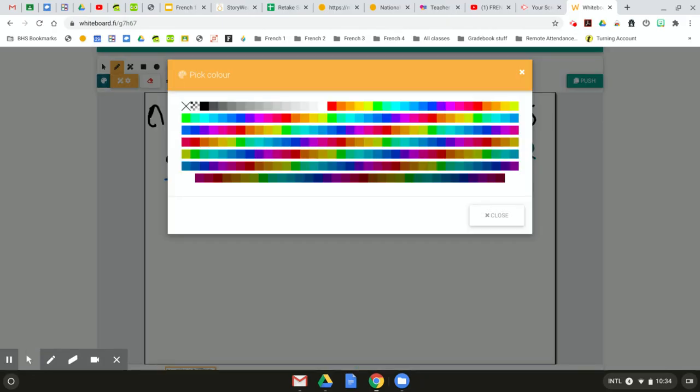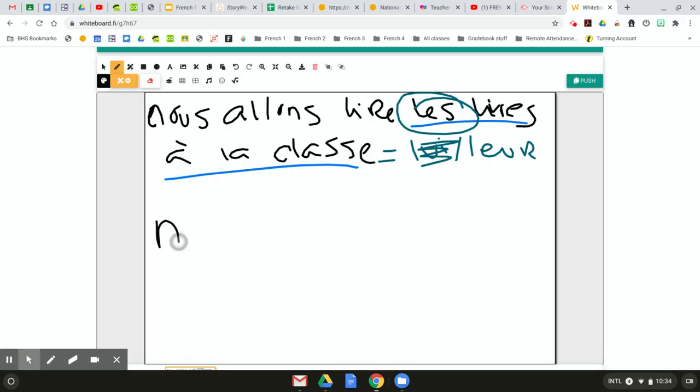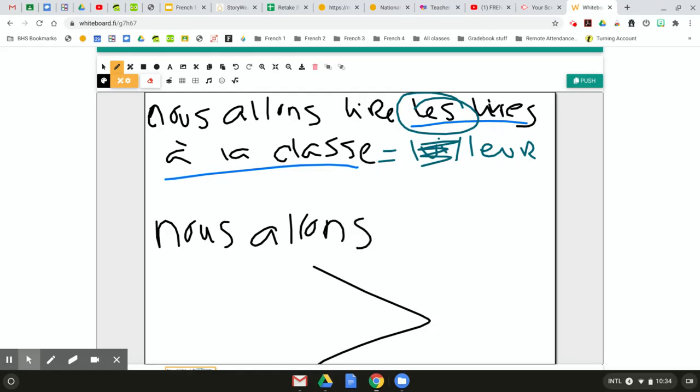So we're going to take our subject, bring our subject down. So it's nous. Now we have two verbs, and when we had two verbs, remember that they go in between the two verbs like a sandwich. So we have nous allons. Remember the triangle. Les. Then leur. Then your verb. So nous allons les leur lire.